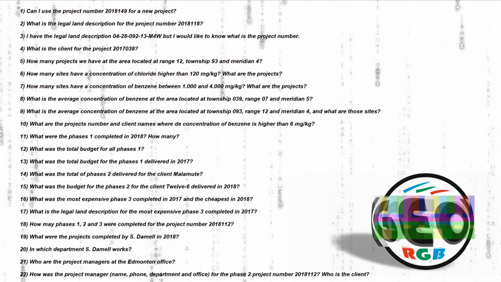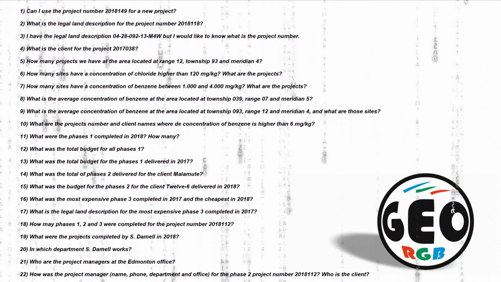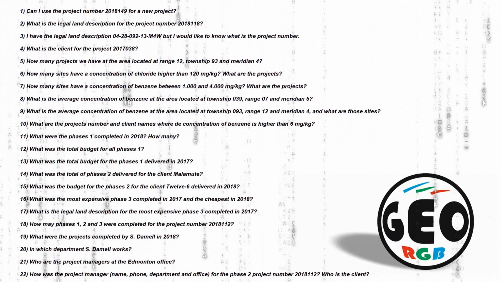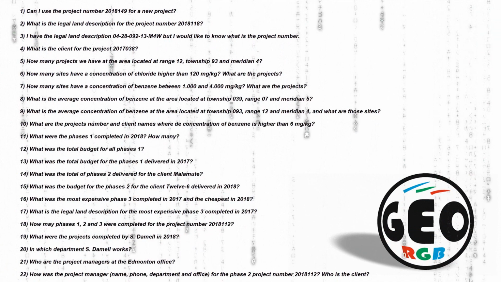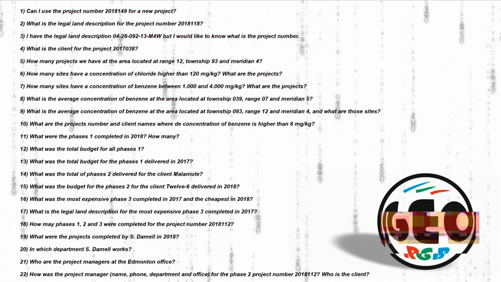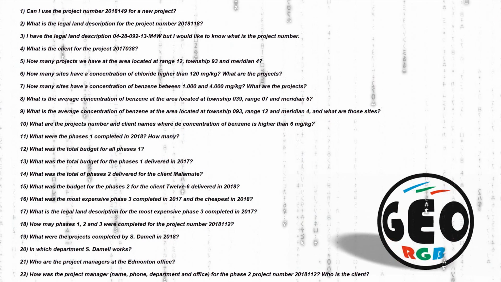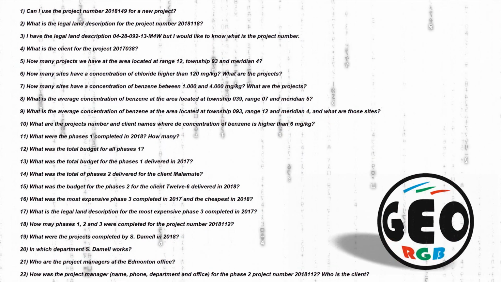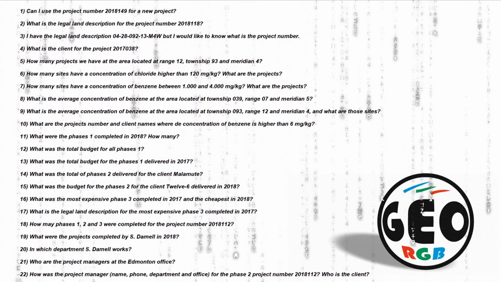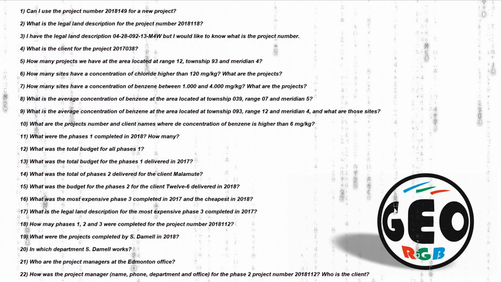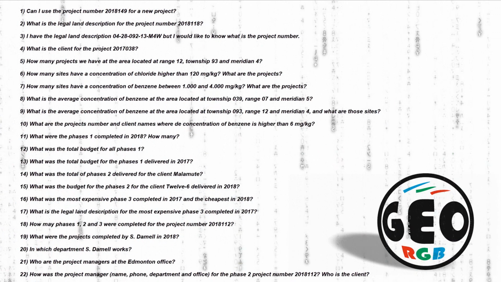6. How many sites have a concentration of chloride higher than 120 mg/kg? What are the projects? 7. How many sites have a concentration of benzene between 1.000 and 4.000 mg/kg? What are the projects? 8. What is the average concentration of benzene at the area located at Township 039, Range 07 and Meridian 5? 9. What is the average concentration of benzene at the area located at Township 093, Range 12 and Meridian 4, and what are those sites?